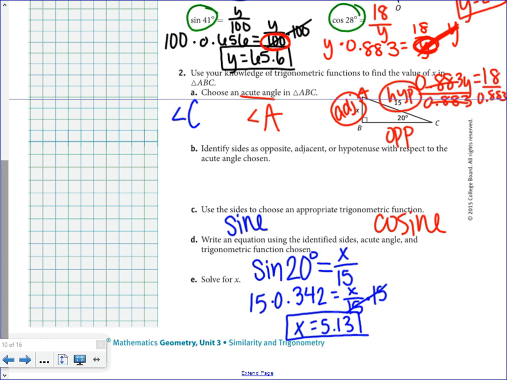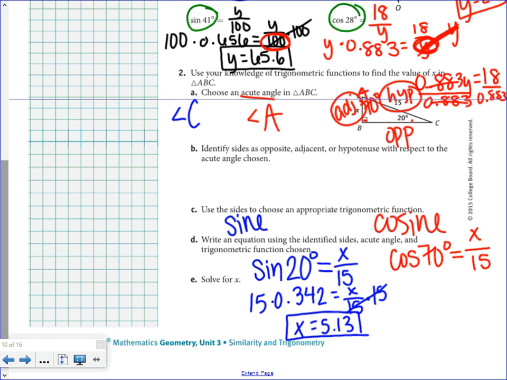Now, if you look in your figure, it doesn't give you an angle for angle A. It doesn't give you a measurement. But we know that we have a 90-degree angle and a 20-degree angle. So 180 minus 90 minus 20 leaves 70 degrees for our angle. So we could do the cosine of 70 degrees. And that equals adjacent, which is X, over hypotenuse, which is 15.